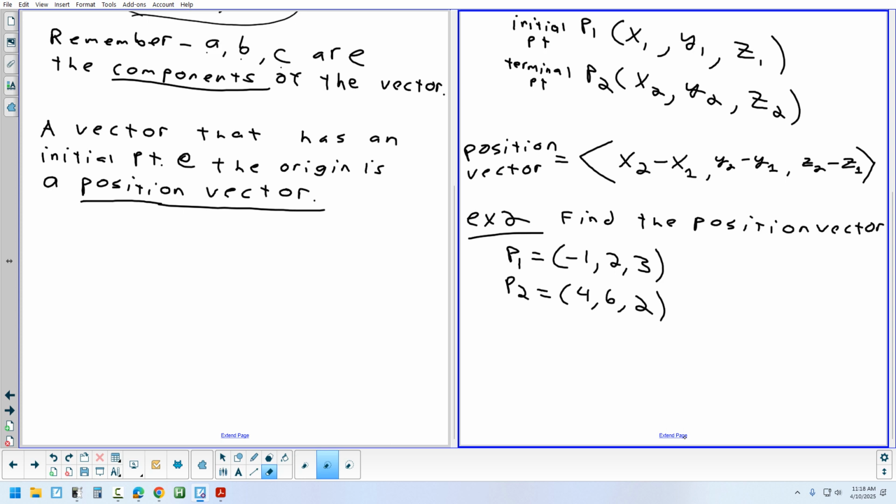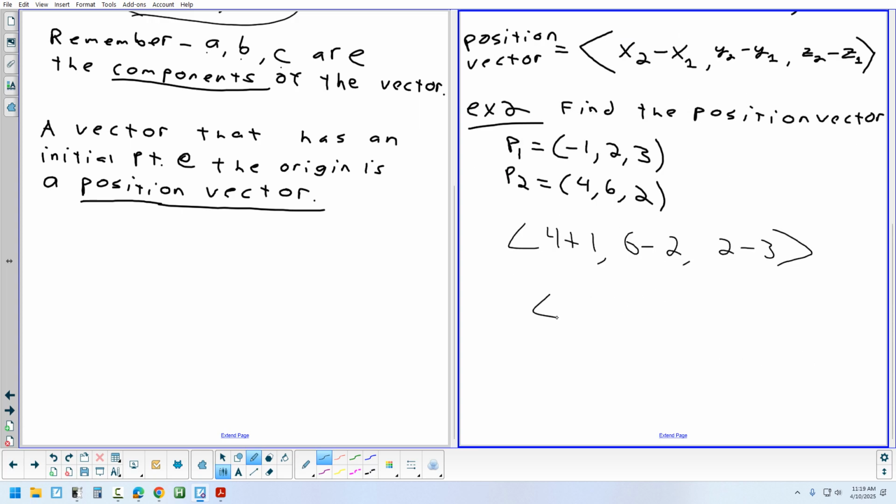So I've got negative 1, 2, 3, and 4, 6, 2. All right. Remember, order is important. What's going to be the first? What's the calculation for the x-axis component? 4 minus negative 1, which will become a plus 1. And the calculation for my y-axis component? 6 minus 2. And the calculation for the z component? 2 minus 3.